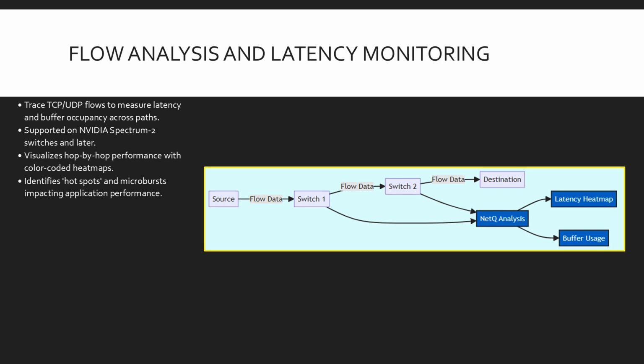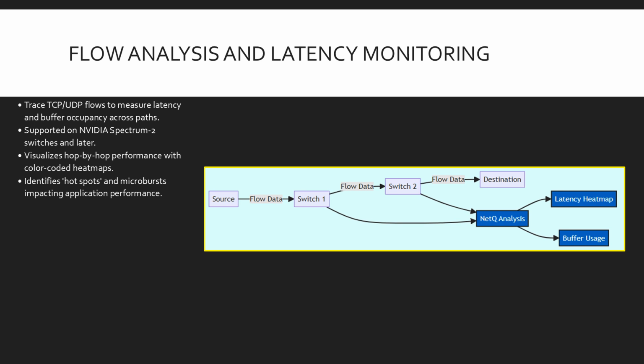To diagnose application performance issues, NetQ offers flow analysis. This feature allows you to sample specific TCP or UDP flows and visualize their path through the network. It measures total transit time and latency at each hop, displaying the data on a color-coded graph: green for healthy, orange for high latency. This is critical for AI workloads where tail latency impacts job completion times.